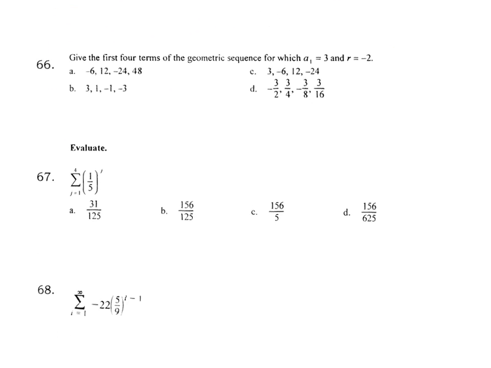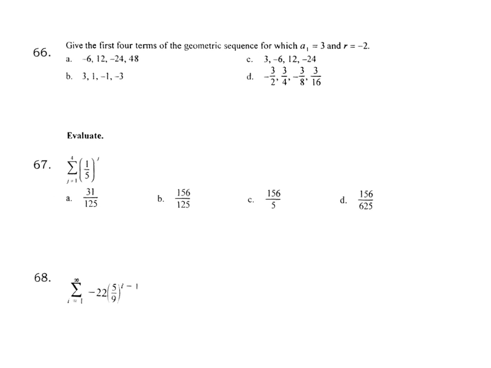66, we're going to talk about geometric sequences. It says give the first 4 terms of the geometric sequence where a1 is 3 and r is 2. Well, guess what? Yoink and yoink. You know why I did that? Well, it tells me the first term is 3. And there are only 2 answers where the first term is 3.